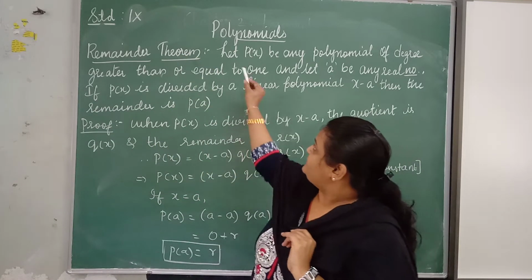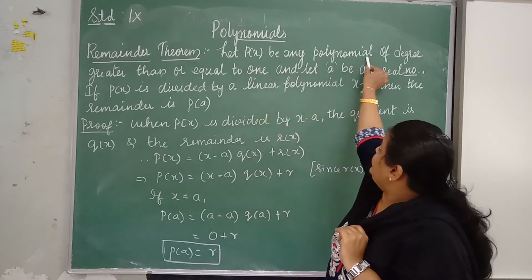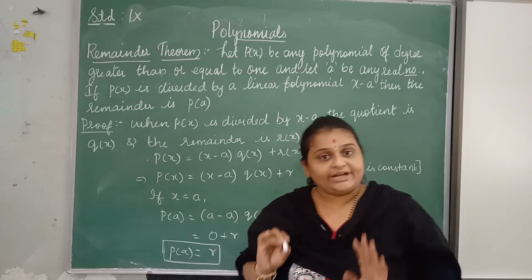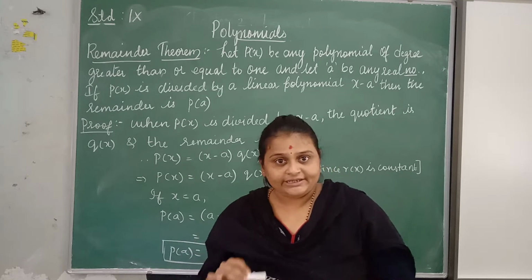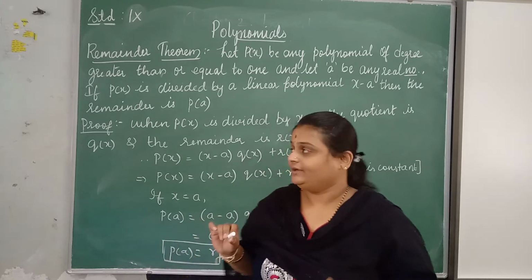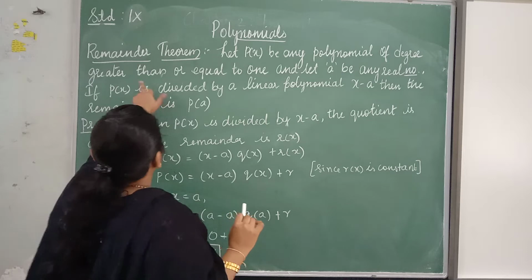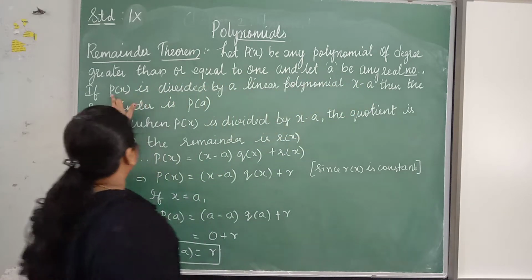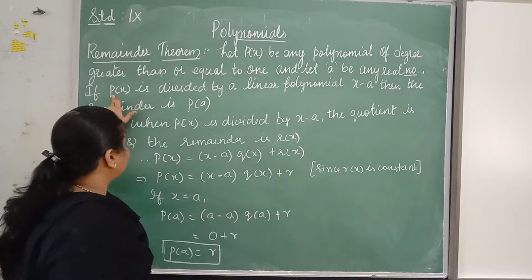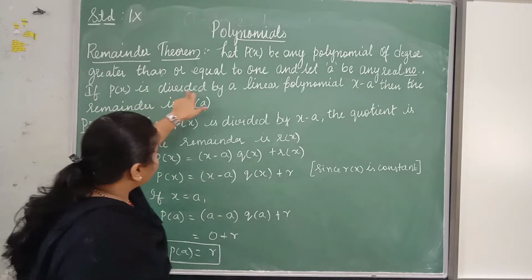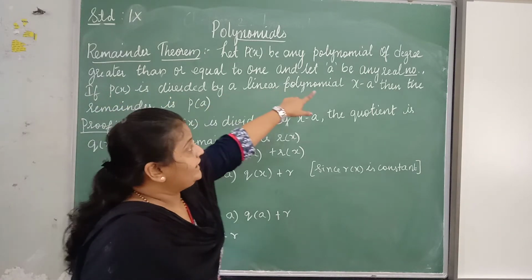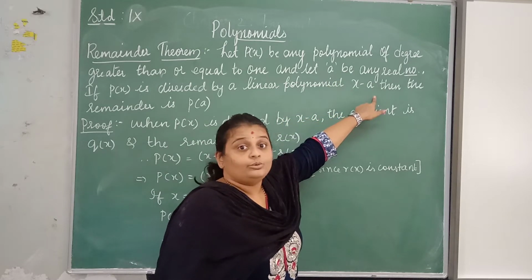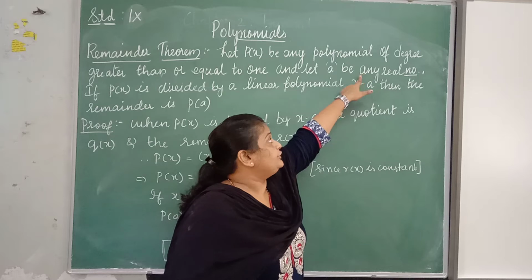The statement states that let p of x be any polynomial of degree greater than or equal to 1. So greater than or equal to 1 means it might be a linear polynomial or it might be a quadratic polynomial. And let a be any real number. If p of x is divided by a linear polynomial x minus a. As we are seeing, it is a linear polynomial whose highest order is equal to 1.